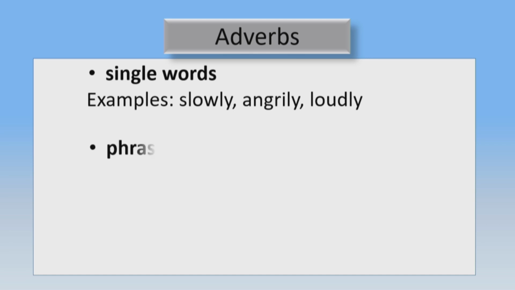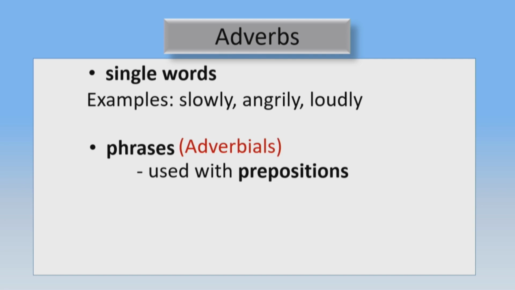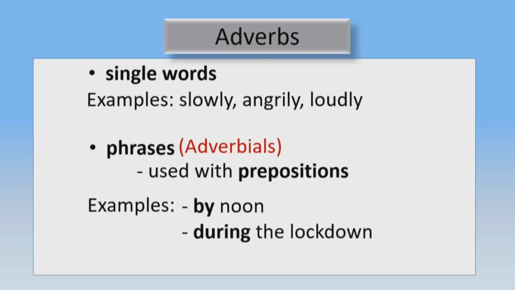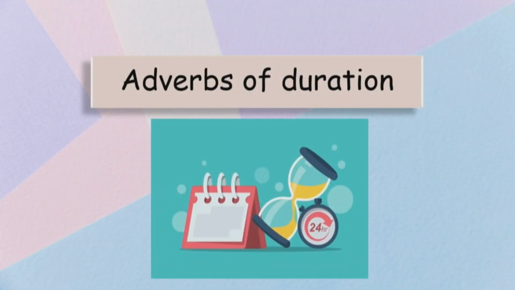Adverbs can also be in the form of phrases. They are used with prepositions and are called adverbials. Examples: by noon, during the lockdown, in the garden. Now, after this quick recap on adverbs, let's go to our topic for this lesson: adverbs of duration.